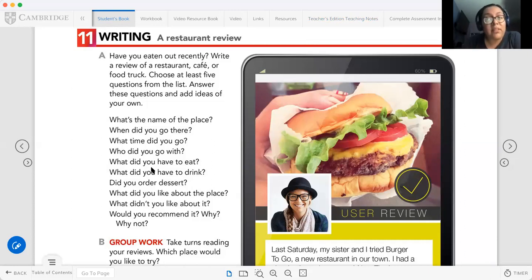What's the name of the place? When did you go there? Invent it, okay? Oh, we went there on Monday. We went there last week. We went there on December 22nd, whatever you want. What time did you go? Who did you go with? I mean, you obviously went together, but did you go with anybody else? What did you have to eat? You already have that information. What did you have to drink? Did you order dessert? What did you like about the place or what didn't you like about it? Invent, okay? Maybe invent something negative about one of the restaurants. It's up to you. And finally, if you would recommend the restaurant or not and why, all right? Okay, so that's what you're gonna do. You're going back to your small groups.